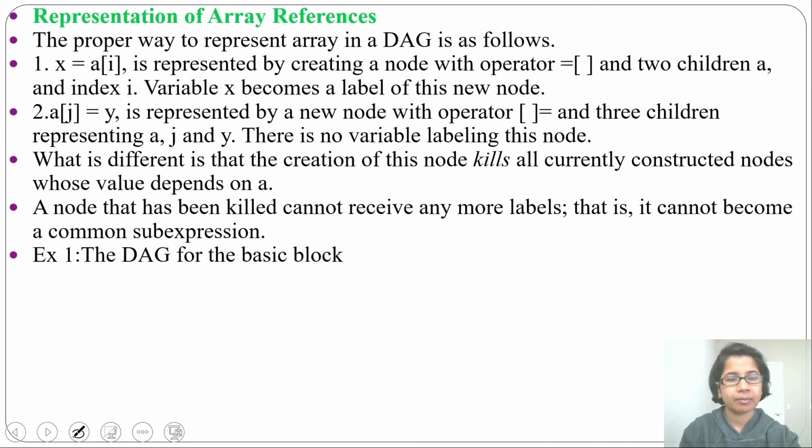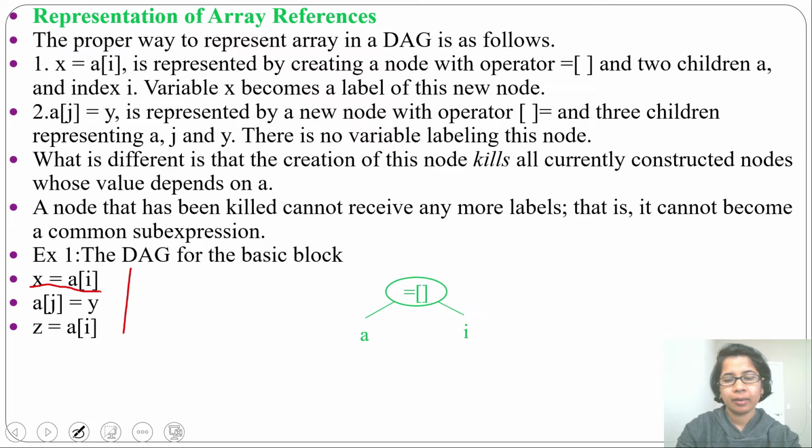Let's see one example. x equal to a[i], a[j] equal to y, z equal to a[i]. Now we'll create the DAG for this three address code. First we'll create for x equal to a[i]. We'll create two nodes, one for a, another for i, and one node for equal, start bracket, end bracket. For it there will be two children, one will be a, another will be i, and x will be its label.